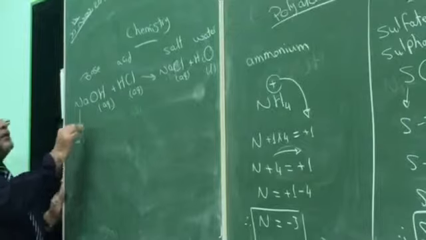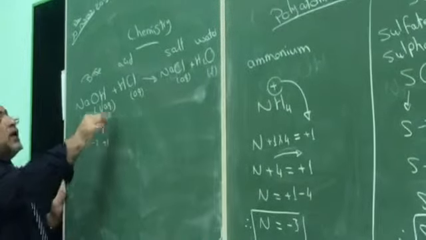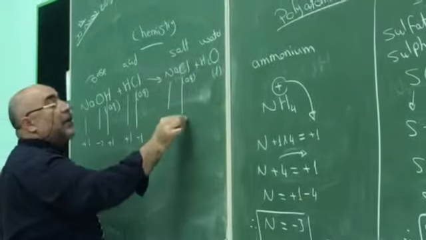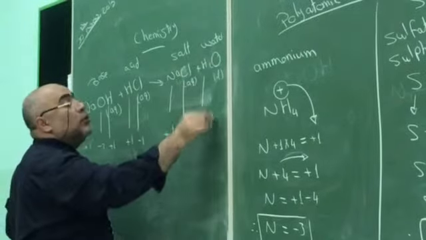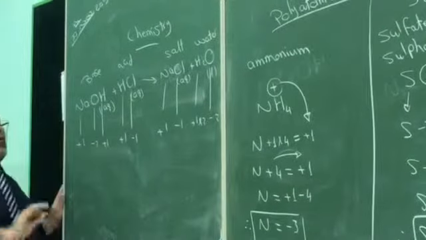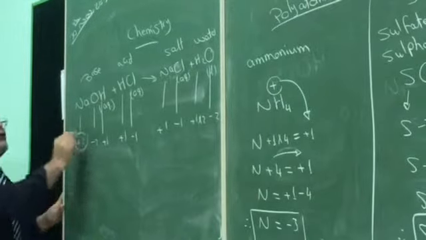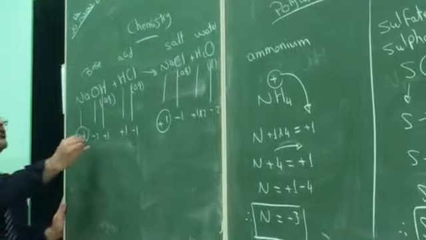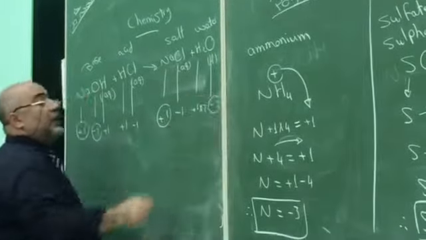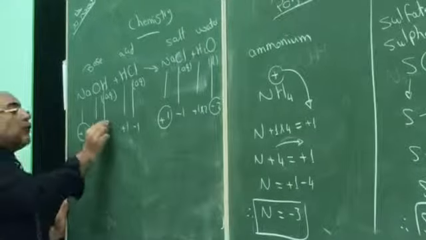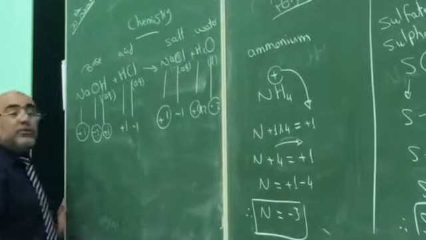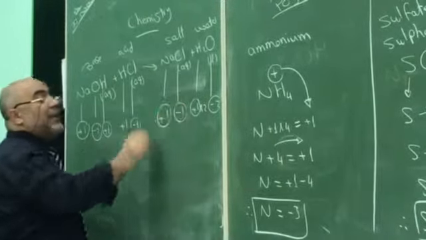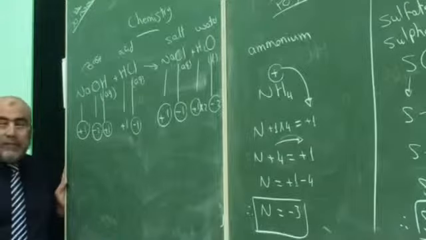Let us check now. Sodium here, positive 1, oxygen, negative 2, hydrogen, positive 1, hydrogen, positive 1, chloride, negative 1, sodium, positive 1, chloride, negative 1, hydrogen, positive 1 times 2, oxygen, negative 2. Let us check one by one. Sodium from positive 1 to positive 1, is there any change? No. Oxygen from negative 2 to negative 2, is there any change? No. Hydrogen from positive 1 to positive 1, any change? No. Chlorine, Cl, negative 1 to negative 1, any change? No.